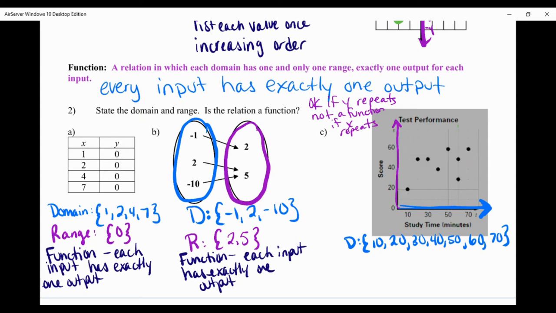So for the range, we want to scan from the bottom to the top and write the y values as they come up. So write those test scores. They earned a 20%, 30%, a 40%. There's 3 students that got a 50%. So again, we just write that value once. And 2 students got a 60%.